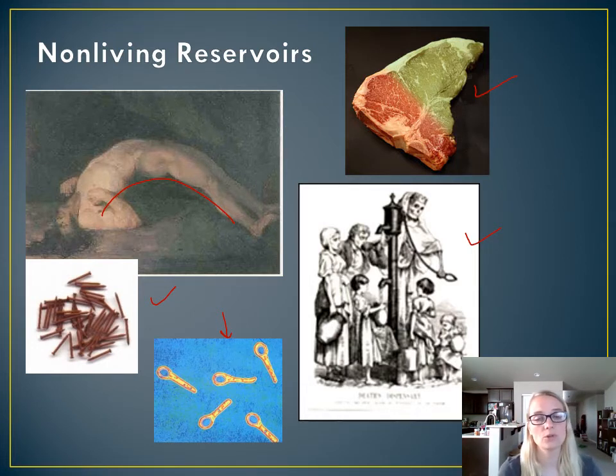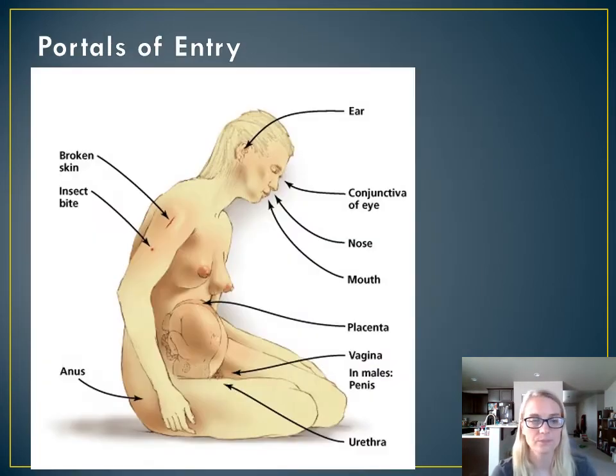All right, so those are reservoirs: animals, humans, and non-living locations. Now that we've identified where the bacteria or viruses, the pathogens, can hang out, what are the ways that these pathogens can get into our body? Well, we have portals of entry. There are lots of different ways, and sometimes they're specific for the organism.